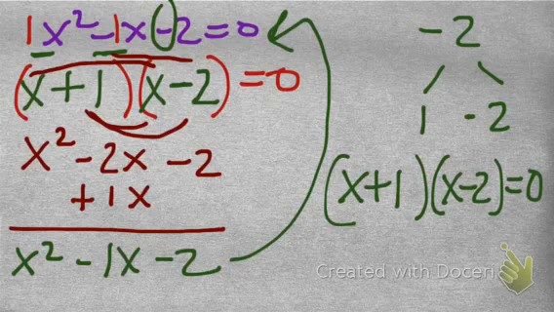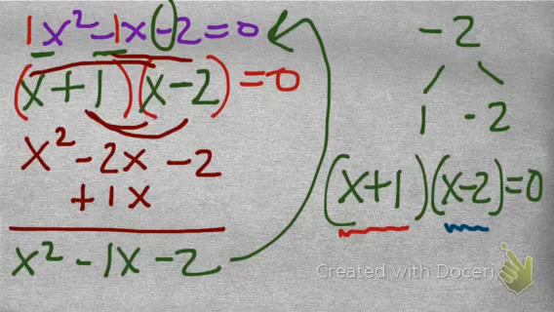But I haven't finished solving because I need to figure out what values will make that statement true. And again, I can either have 0 times a number to get 0, so this guy could be 0, or the other guy could be 0, in which case I would have something times 0 equals 0. Both those are true, so I have to find the values that'll make each factor a 0.